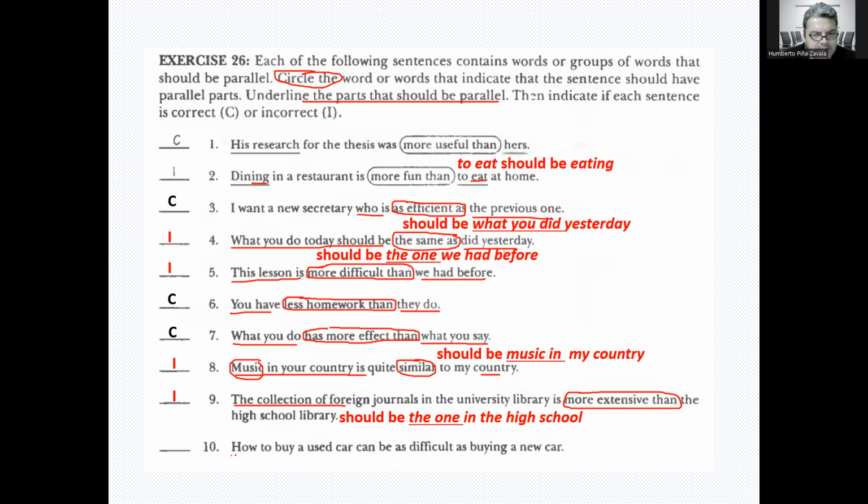How to buy a used car can be as difficult as buying a new car. You can see the difference here, right? This is an infinitive and this is an ing. So it's incorrect. It should be buying a used car can be as difficult as buying a new car.